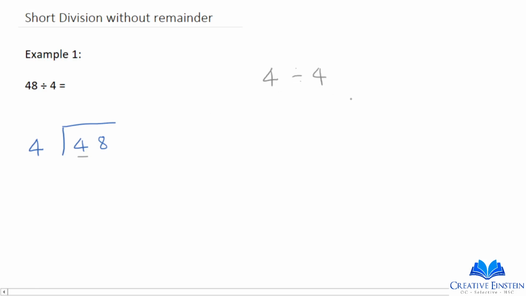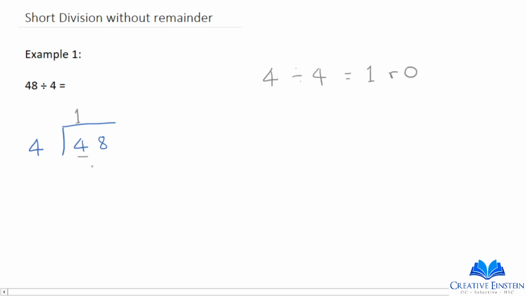Now, again, everything that I'm writing here on the right hand side is what you're thinking. You don't actually have to write it down, although I do encourage my students to write this down to begin with, just so they understand. And as they get better, they don't have to write it down anymore. So 4 divided by 4 equals 1, and there's a remainder of 0. So that is 1 on top of the 4.